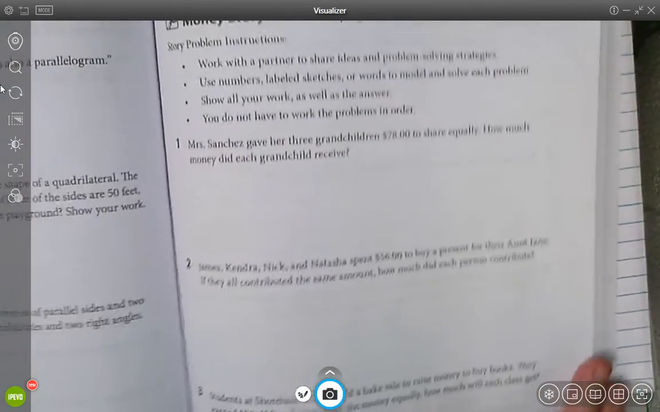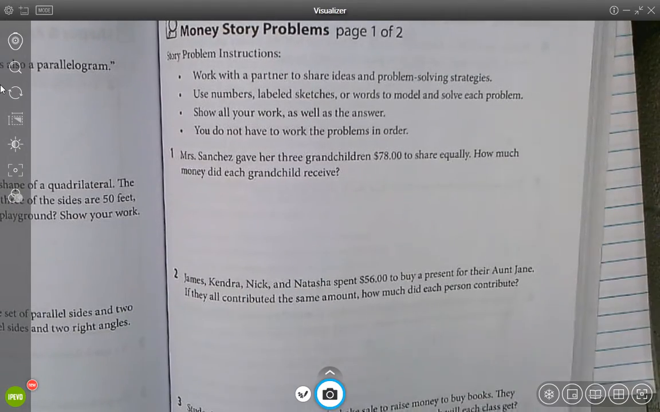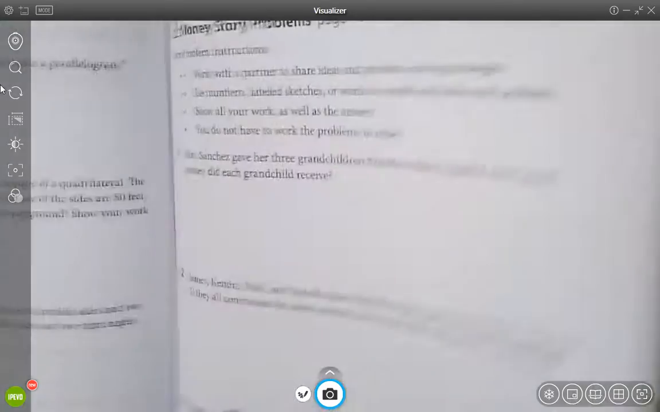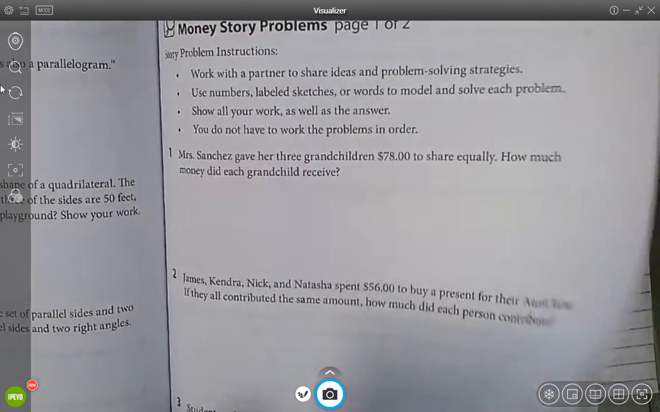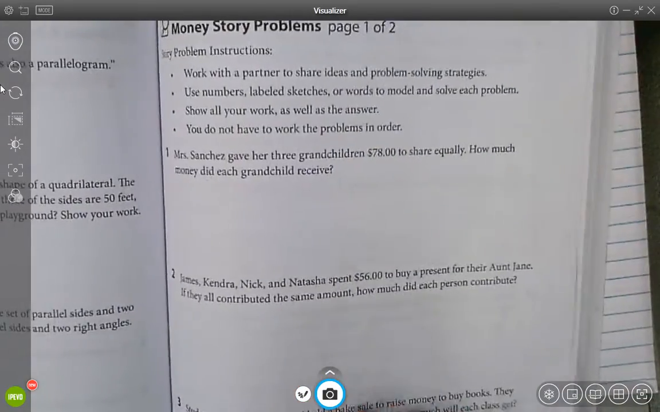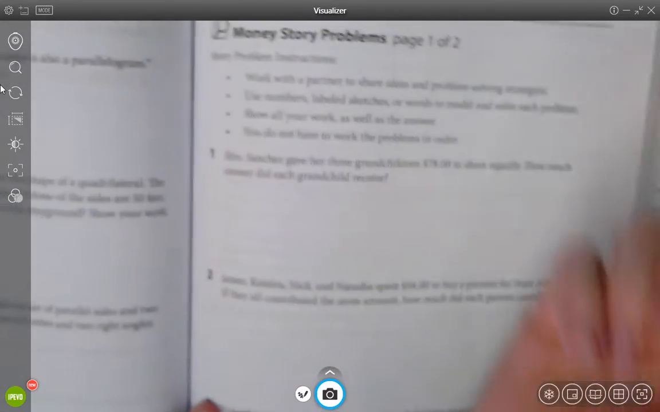All right. So we're going to do a couple of these together, and then you're going to finish the rest of them on your own. You're going to do 211, 212, which is the continuation of story problems, and 213 on your own today. I'm just going to go ahead and get you started with these two.